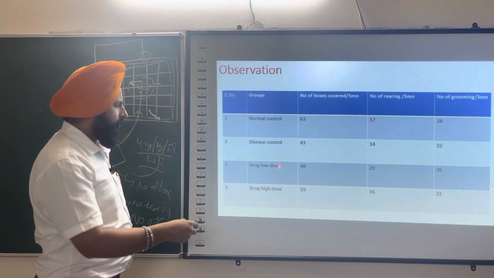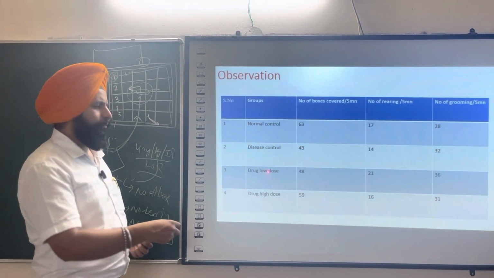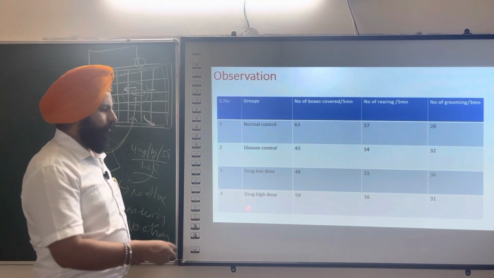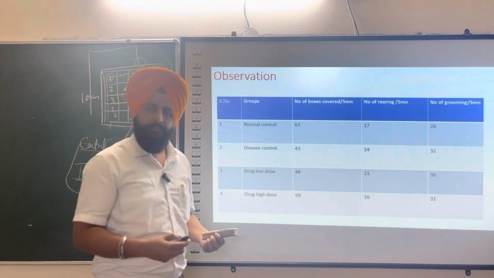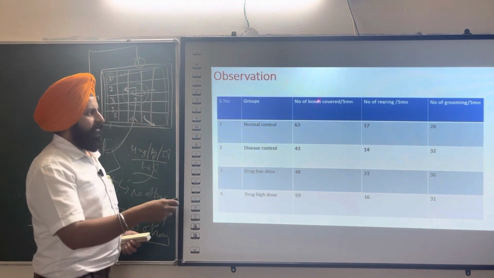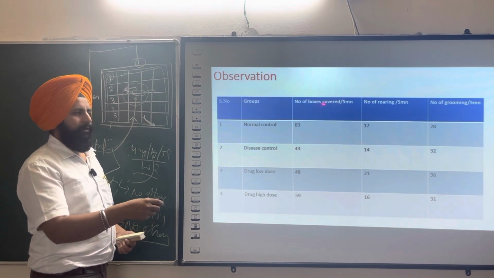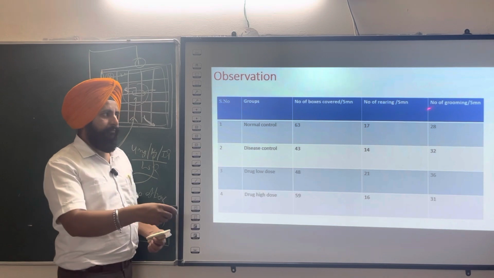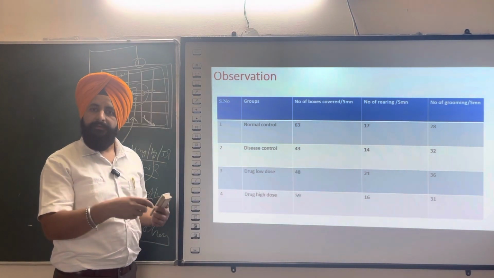This is an intervention, that means you are using any dose, low dose, medium dose, high dose, and the standard group last, if you are taking the standard group. So what you will do here, you will check the number of box crosses or boxes covered per 5 minutes, number of rearing per 5 minutes and number of grooming per 5 minutes.